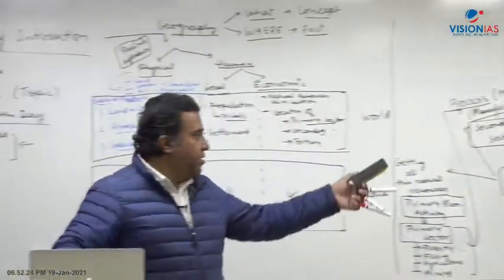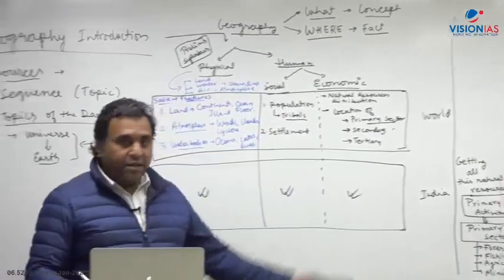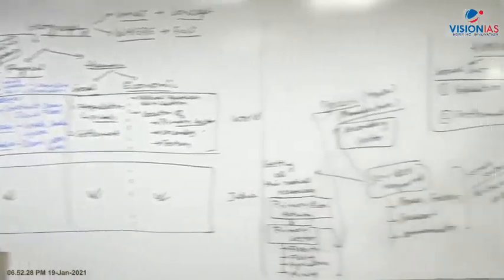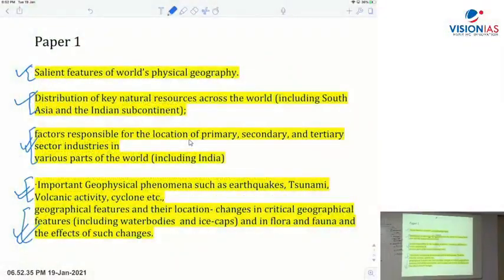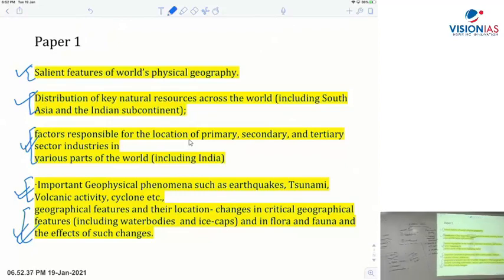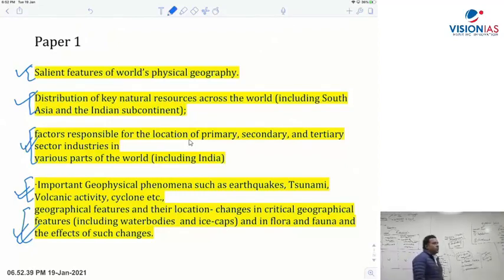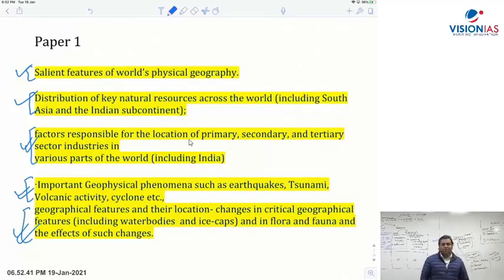So we can tick that mains paper 1 syllabus, please show it. Can you just show the syllabus please? So can I tick all the parts of the syllabus? Do we understand how your syllabus is? Right? I have mapped and I have ticked that factors responsible for location of primary, secondary, tertiary. So this is the whole of your syllabus.